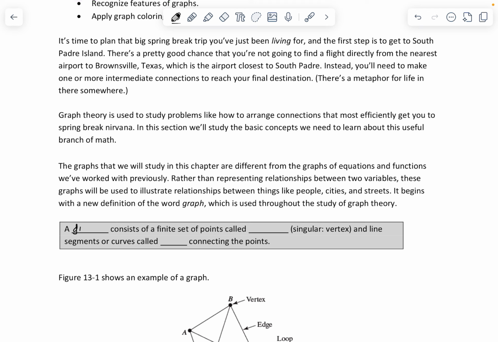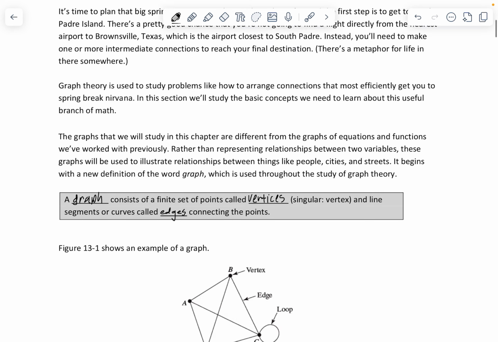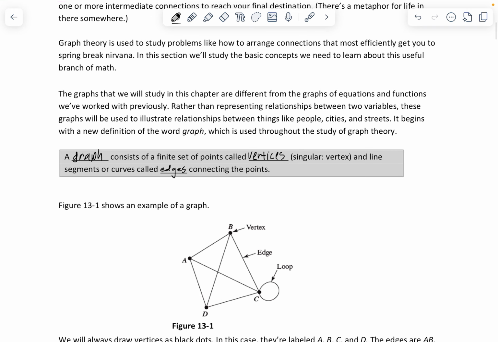A graph consists of a finite set of points called vertices. Singular there would be vertex, and line segments or curves called edges connecting the points. Here's a figure that shows an example of a graph.